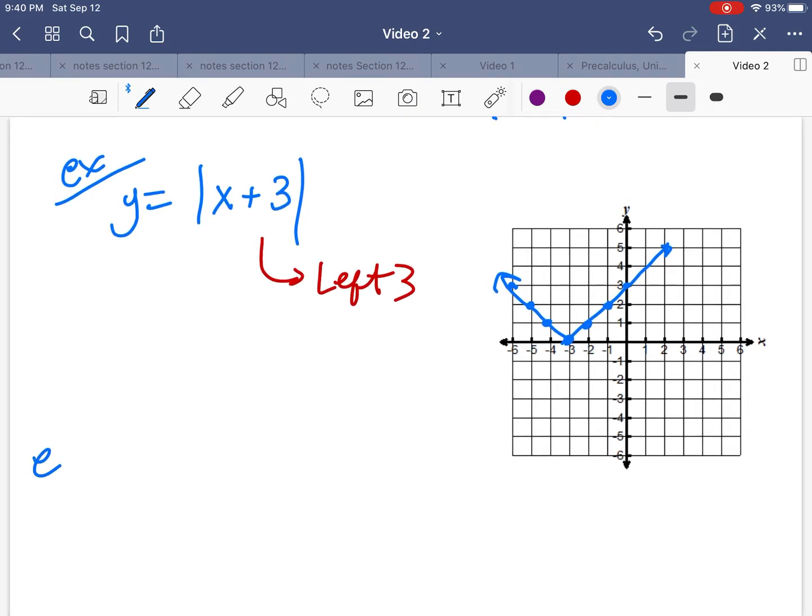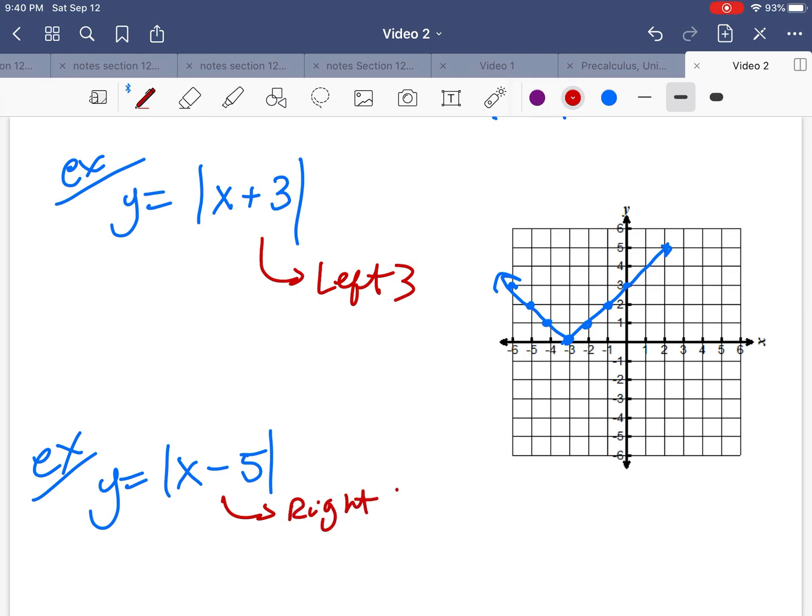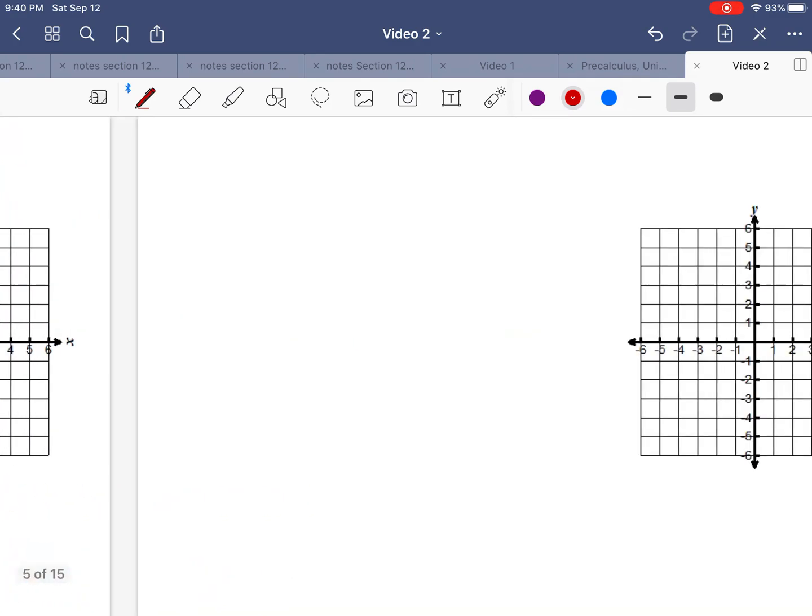So for example, we're not going to draw this one, but if I had y equals x minus 5, that would move me to the right, move my parent right 5 places. If I had y equals absolute value of x plus 2, that would move me to the left 2 places. Okay, so those are left and right motions.